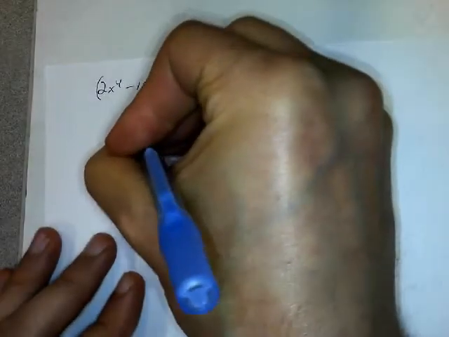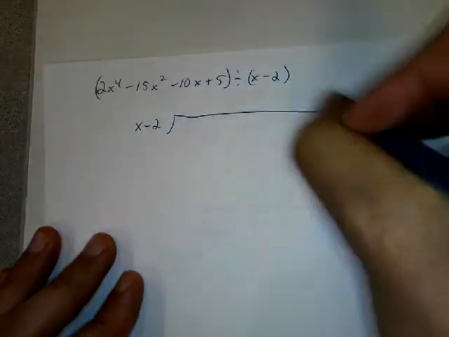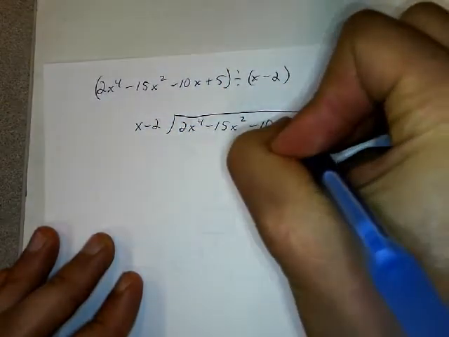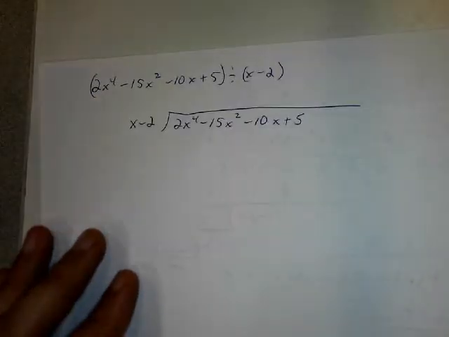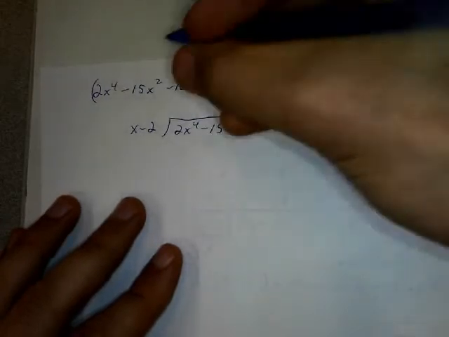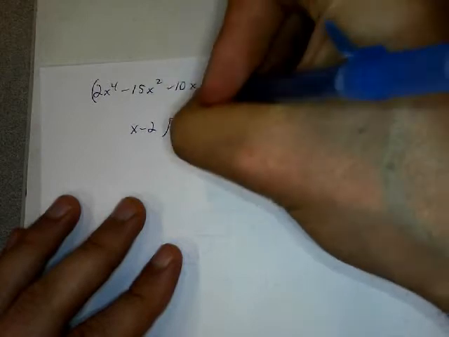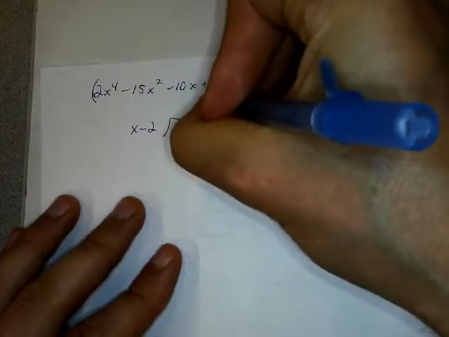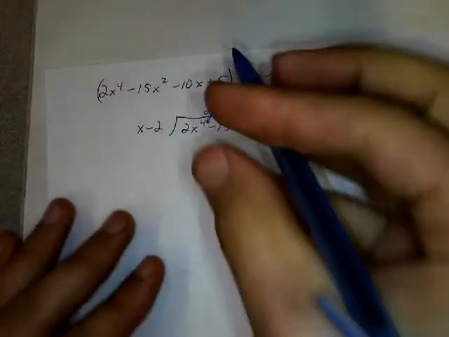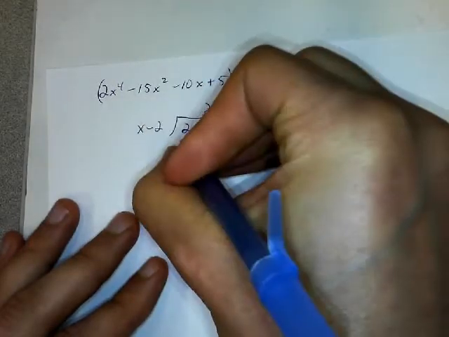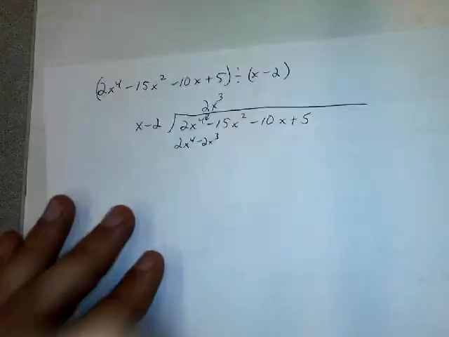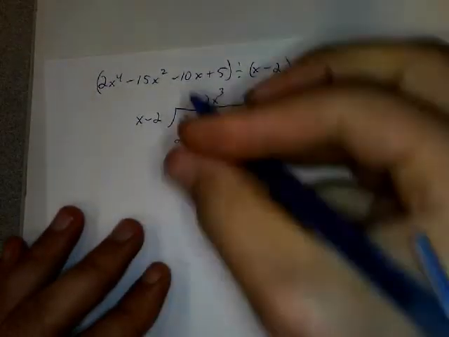So let's do long division. x minus 2 divides into 2x to the fourth minus 15x squared minus 10x plus 5. Let's do it again. x times 2x cubed gives you 2x to the fourth. I didn't leave a space there for my x cubed term, so I'm going to have to sort of cram this in here. 2x to the fourth minus 2x cubed. Sorry, minus 4x cubed.